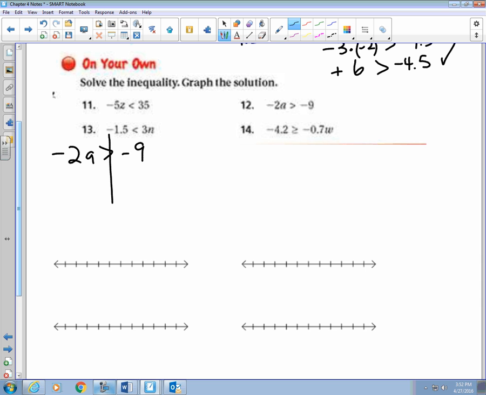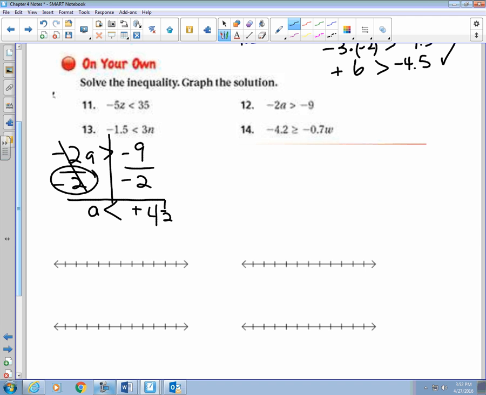All right, so I see that my variable a is being multiplied by negative 2, so I need to divide by negative 2 on both sides to get rid of it. As soon as I see that I divided by negative 2, I should be flipping my symbol. Negative 2 divided by negative 2 is 1, so that cancels out, and all we have is a on this side. Negative 9 divided by negative 2. Negative divided by a negative is a positive. 9 divided by 2 is 4 1/2.